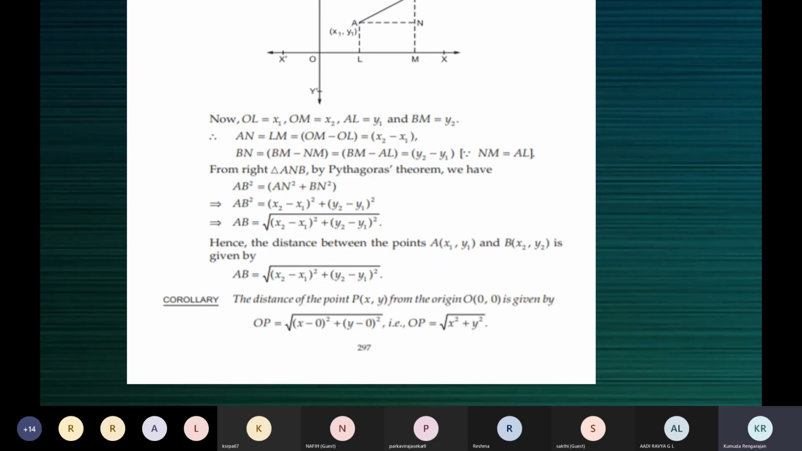So supposing we have a point A given by the address 4, 4. The distance of this point A from the origin will be square root of 4 square plus 4 square, 16 plus 16. Root 32, which is 4 root 2 units. So this is how we find the distance of any point from the origin.